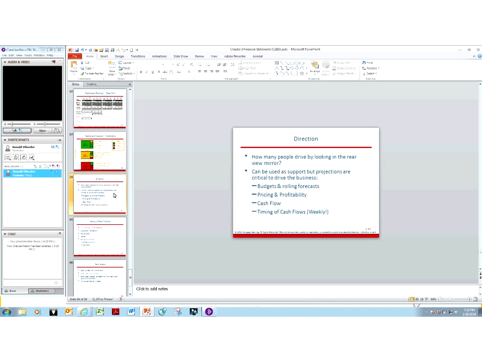So we come back and think about this from a standpoint of direction provided from reviewing the financial statements. Financial statements that you're going to get in a Form 10-K or that you're going to provide, they're backward-looking information. How many people drive a car by looking in the rearview mirror? Financial statements are helpful. They help describe what's going on in the business, but projections are key thing within the business to drive the business forward.